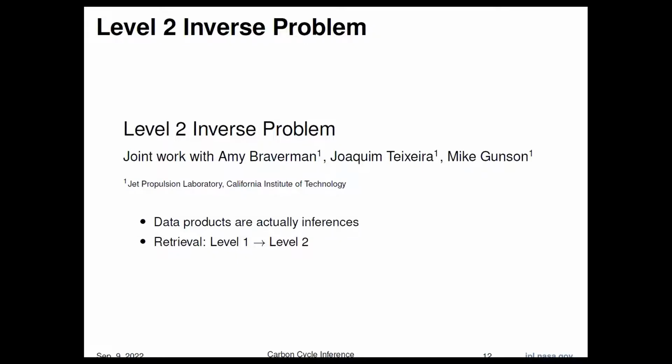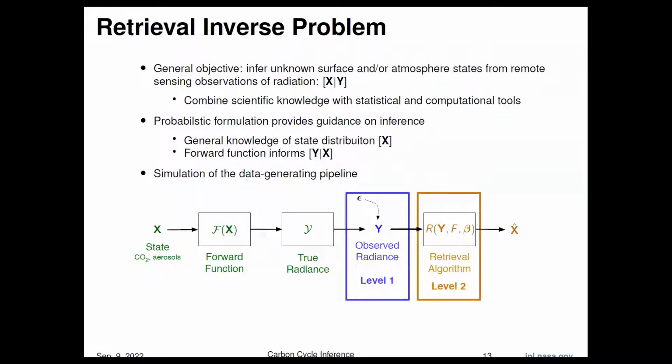A couple of high-level points here. The data products, particularly after level 1, are really inferences. That's an important thing to keep in mind, particularly from an uncertainty quantification standpoint. There's this so-called retrieval, which is the inference from going from level 1 to level 2, and that's the terminology used in the remote sensing community. The objective in this problem is to infer unknown quantities about the surface and the atmosphere, some of the things we saw a few slides back, from the remote sensing observations.